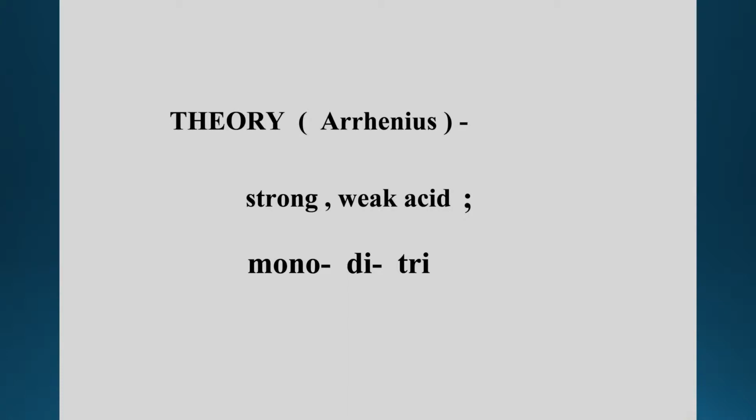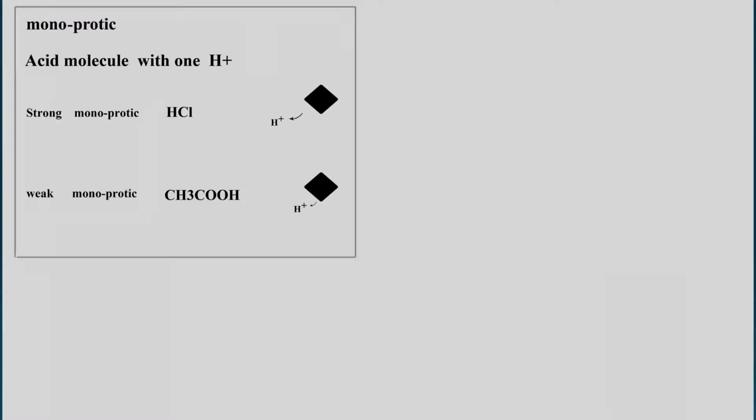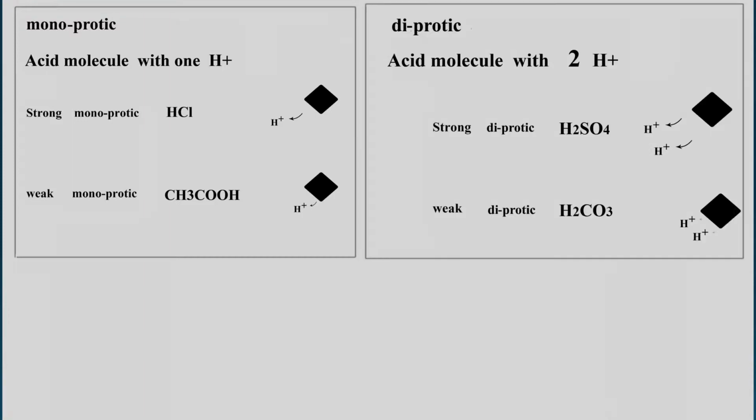Theory: awareness of strong and weak acids, and monoprotic, diprotic, and triprotic acids. Students, you realize so far all the acid molecules follow one rule: they give out the H plus ion, or we say they ionize the H plus. When a molecule gives out one H plus, we call it monoprotic, a one-proton acid.